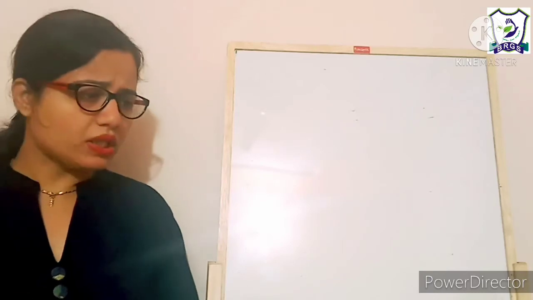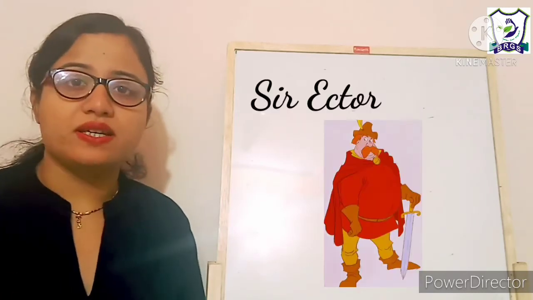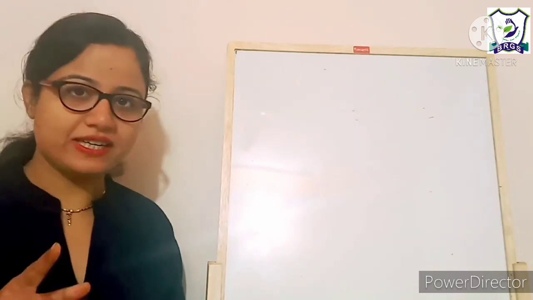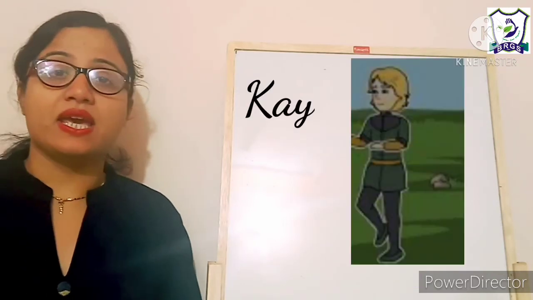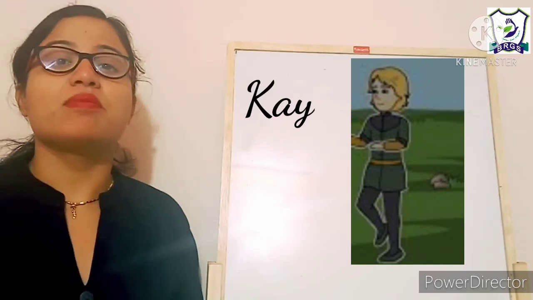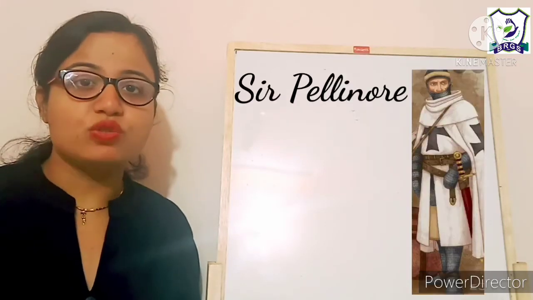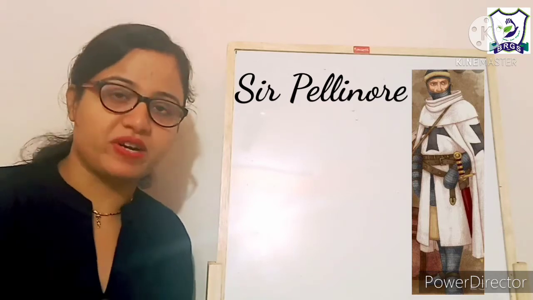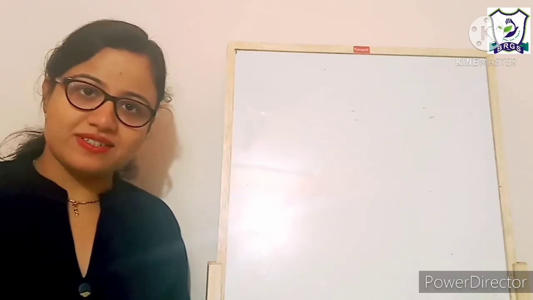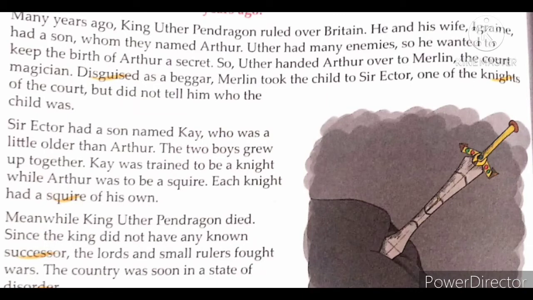Okay. Then Sir Ector. Sir Ector was one of the knights of the court. Knight. Clear, children? Kay was the son of Sir Ector. Okay. Then Sir Pellinore. Sir Pellinore was one of Sir Ector's friends. He was a friend of Sir Ector. Okay, children? Children, let's read the story.